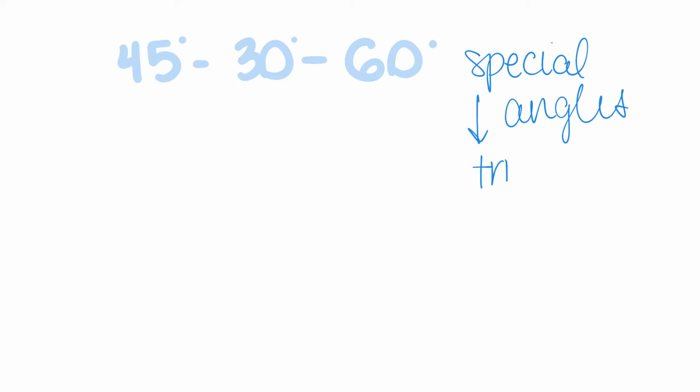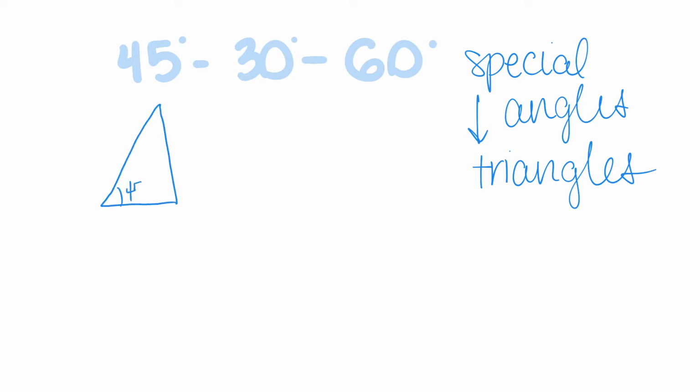Okay, so let's push this a little bit further. So 45, 30, and 60. These are the big dogs. These are what we call special angles, and special angles lead to special triangles. Okay, don't these all work themselves really nicely with triangles? So let's talk about 45. If we have a 45-degree right triangle, then all the angles are going to be 45 degrees.